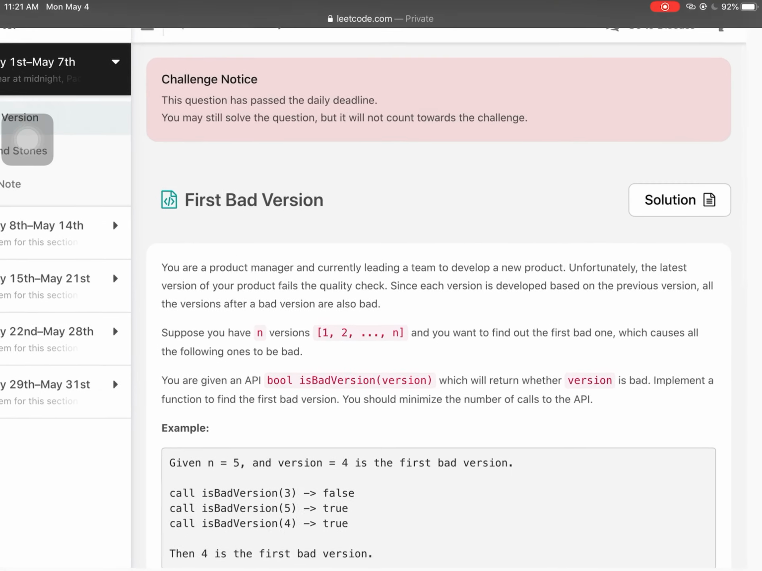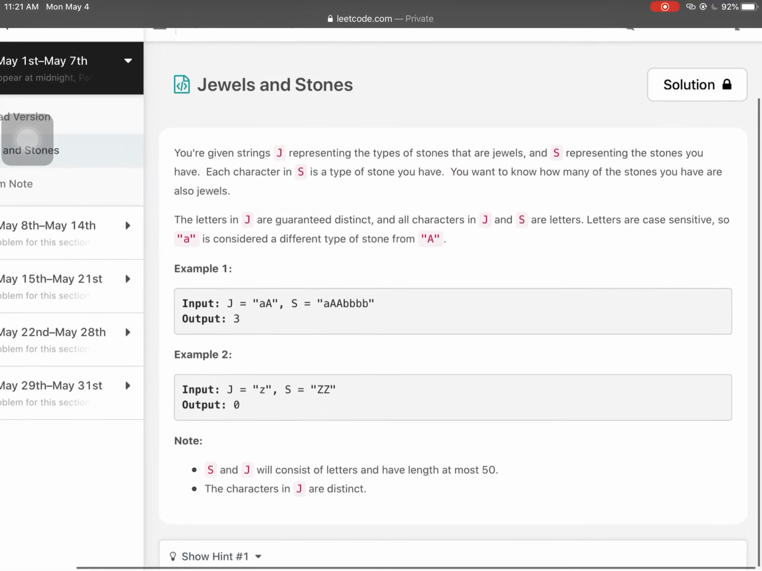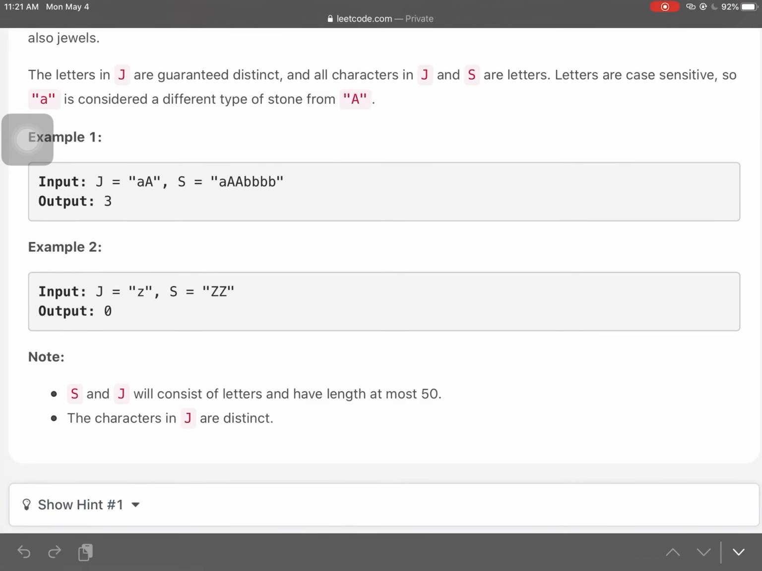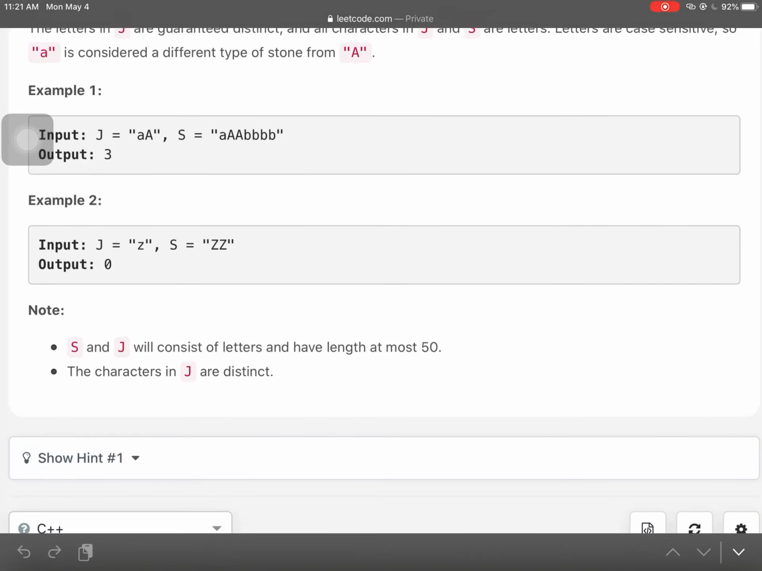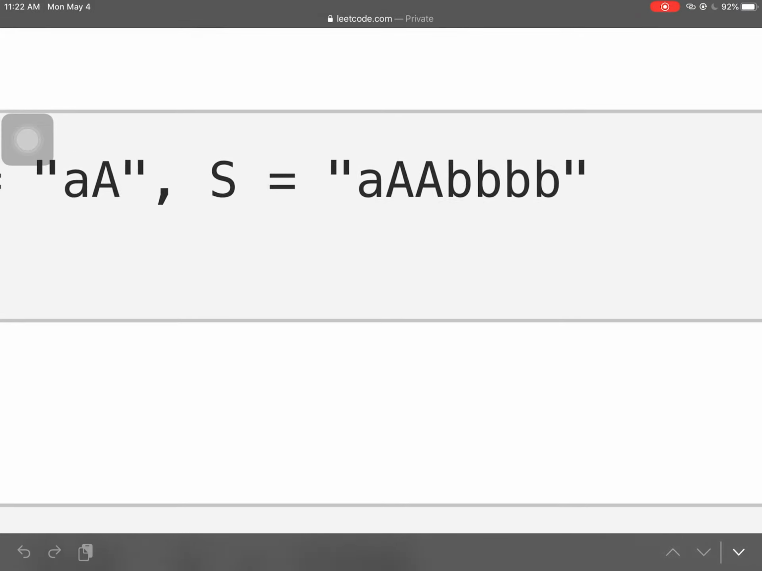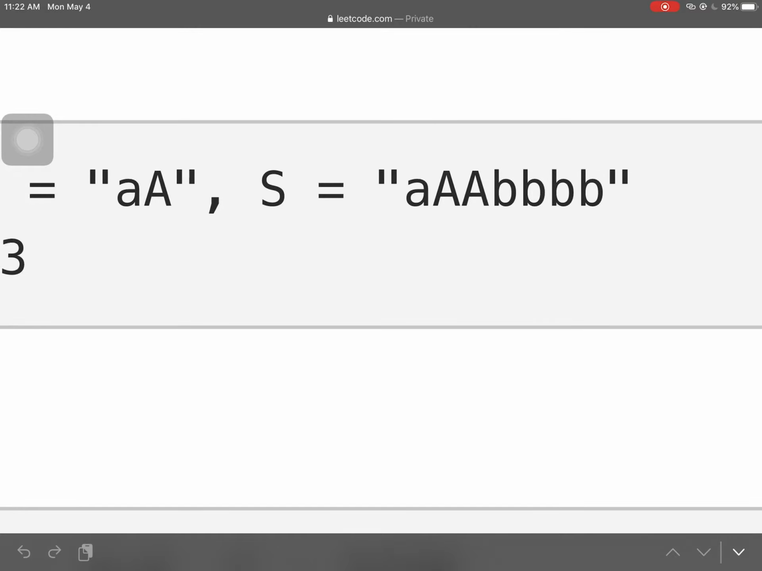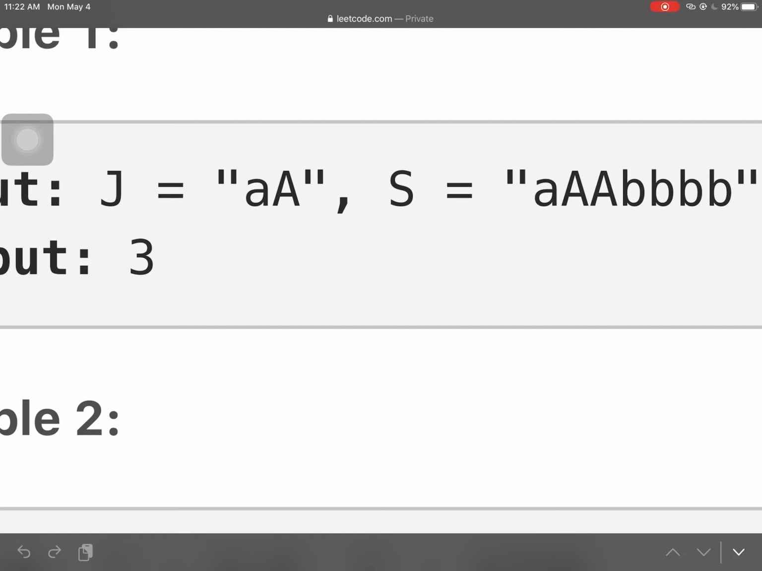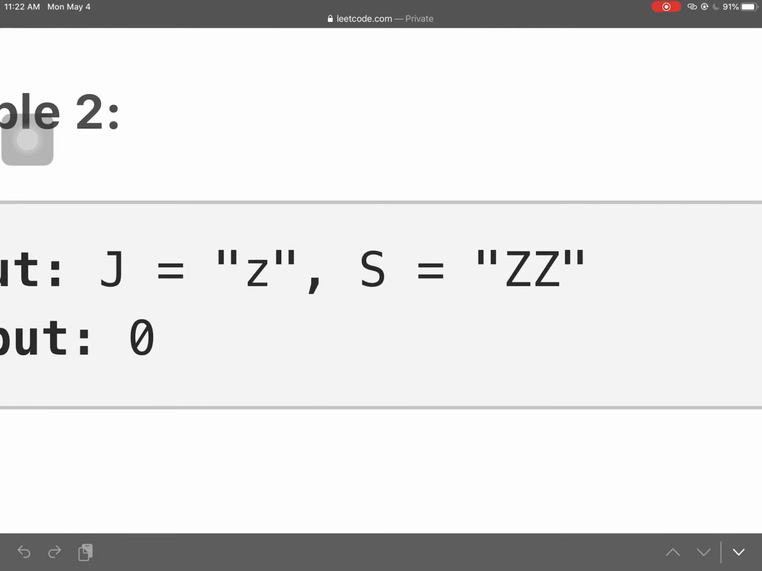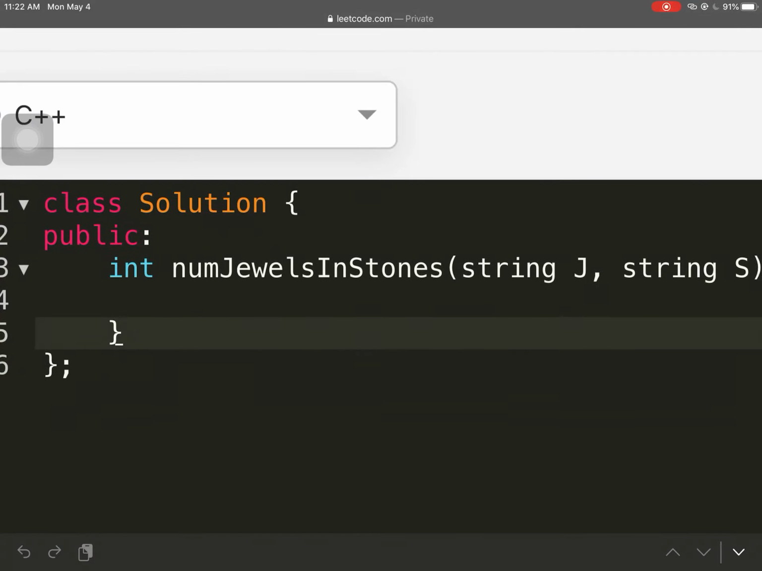Okay, next problem. Jewels and Stones. Okay, the problem is basically that how many occurrences in J happened in S. For example, there are 2 lowercase a in S that exist in J, and there is 1 lowercase in S that exists in J, and 2 uppercase in S that exist in J. So the result will be 3, and none of these exist in S, so the result will be 0.